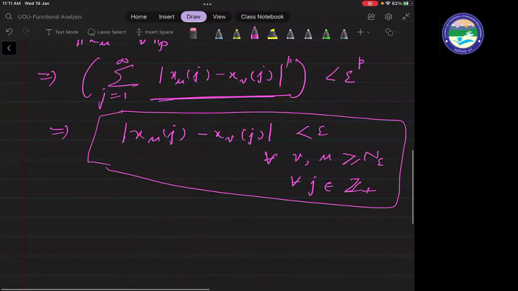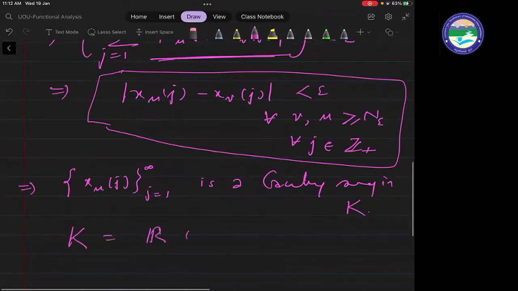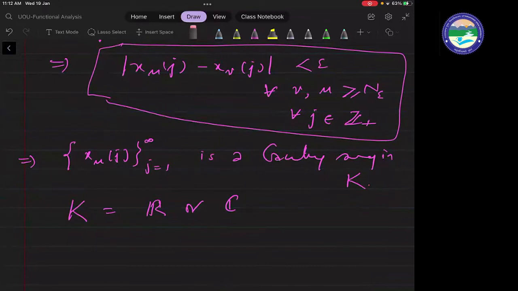What does this mean? This means x mu j, where mu runs from 1 to infinity, is a Cauchy sequence. This is a sequence in K, and as I told you, we will take K equal to either R or C. So I should write this: mu equal to 1 to infinity, and this is a Cauchy sequence for all j. Now it is clear.